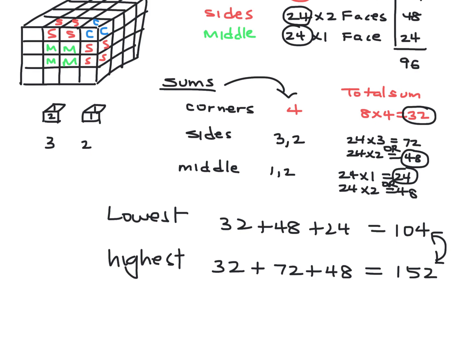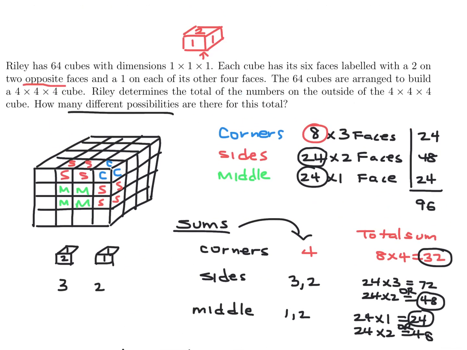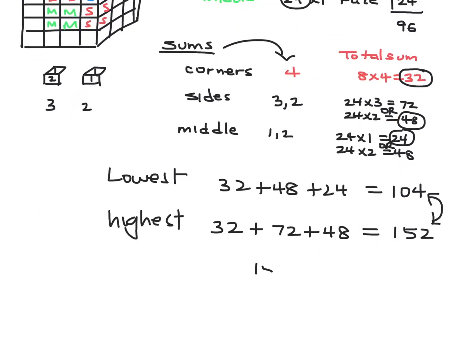So what are they asking for? How many different values are there? Basically all the values between 104 and 152, and that would be a total of 49 values. It'd be 152 minus 103.